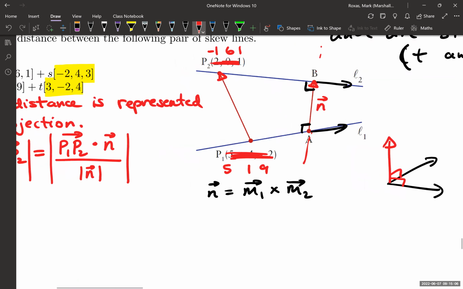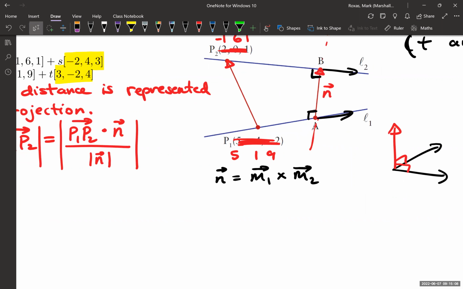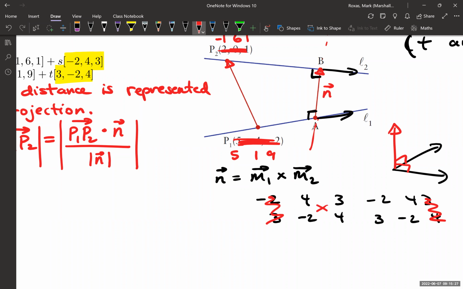I have the vectors. So let's write out here: -2, 4, and 3, and then the other vector 3, -2 and 4. Cross out 3 and 4, cross out -2 and 3, carry out that procedure, cross multiply and subtract.